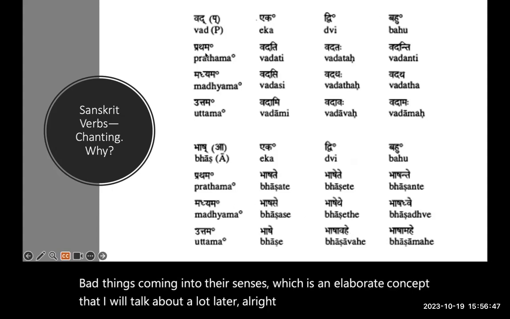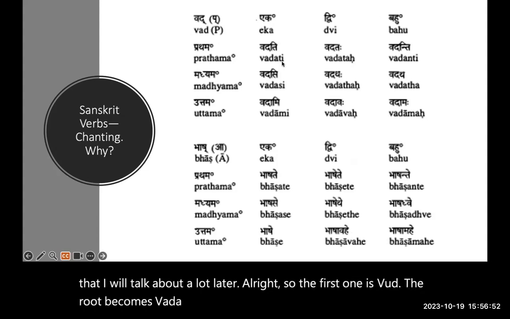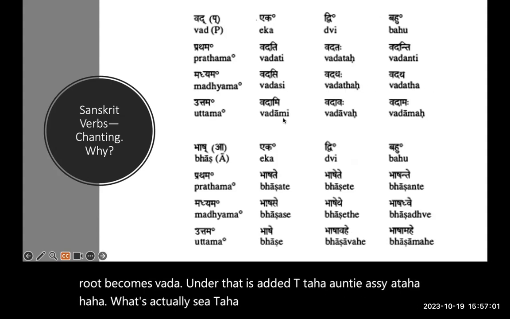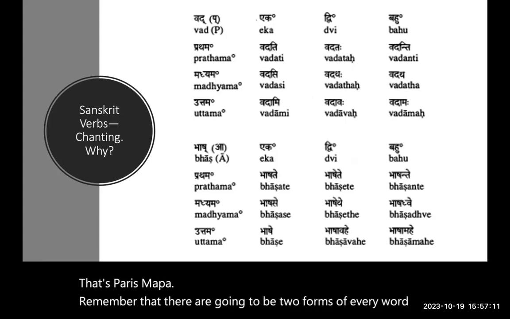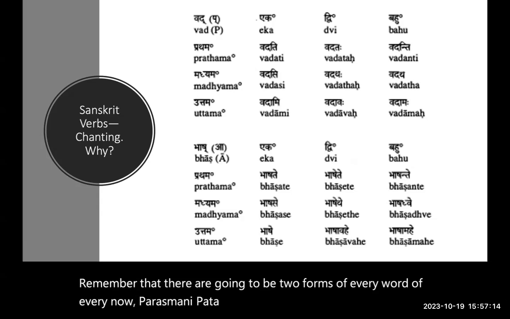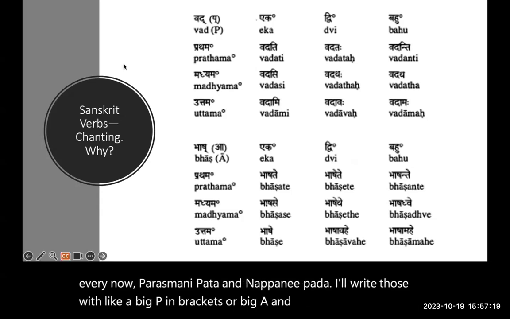All right. So the first one is vad. The root becomes vada. Onto that is added ti, taha, anti, asi, ataha, atha, ami, vaha, amaha. That's Parasmaipada. Remember that there are going to be two forms of every word: Parasmaipada and Atmanepada. I'll write those with a big P in brackets or a big A in brackets. So down here is Atmanepada.